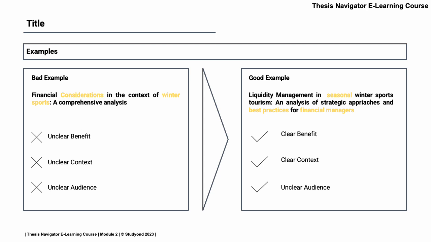In contrast, on the left side, you find the bad version of the title: Financial Considerations in the Context of Winter Sports, a Holistic Analysis. The title might actually still sound good, but it is a very bad example because A. It does not address a clear target group, B. Does not show a clear benefit, and C. Does not provide contextualization.